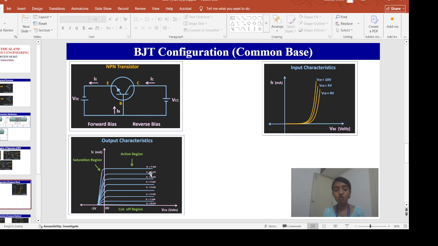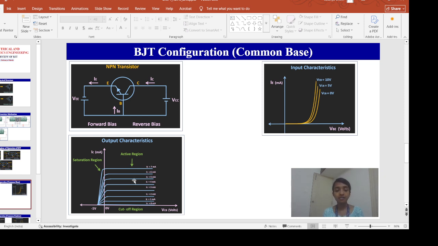Here in this region you can see the IC curves are almost linear and equally spaced for different values of IE. As you keep on increasing IE, my IC will also increase. In this region IC is linear and equally spaced. So this region is called the active region, and in this region the transistor will work as an amplifier.